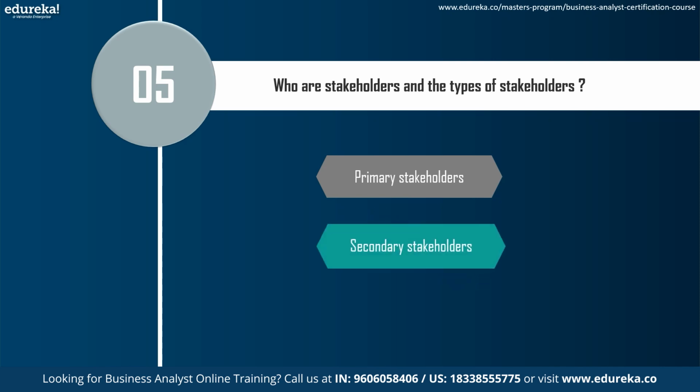Second is the secondary stakeholders. Secondary stakeholders are those who are interested in the project's outcome, but have less impact than the primary stakeholders. Their participation may be indirect. Finally, the key stakeholders. The key stakeholders are a subset of the primary stakeholders who are crucial to the project's success. They hold more power and can have a significant impact on the project's direction and success.